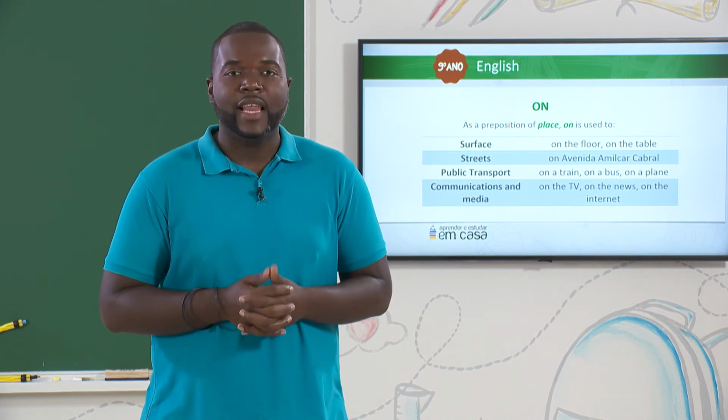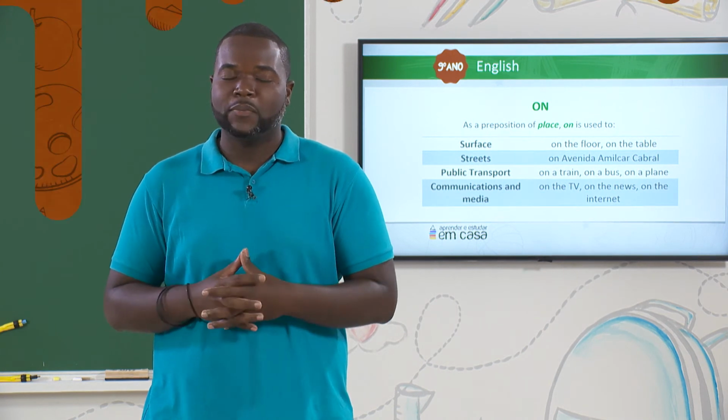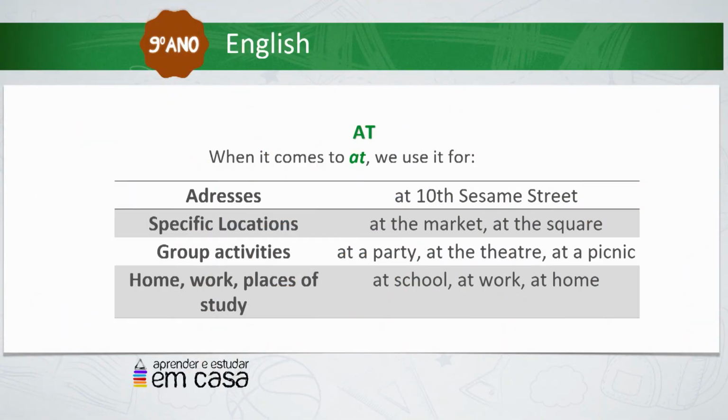Let's continue with the next preposition of place, at. Now, when it comes to at as a preposition of place, we use it for addresses, for example, at 10th Sesame Street, for specific locations, at the market or at the square, for group activities, as an example, we have at a party, at a theater, or at a picnic, for home, work, or places of study. As an example, we have at school, at work, or at home.